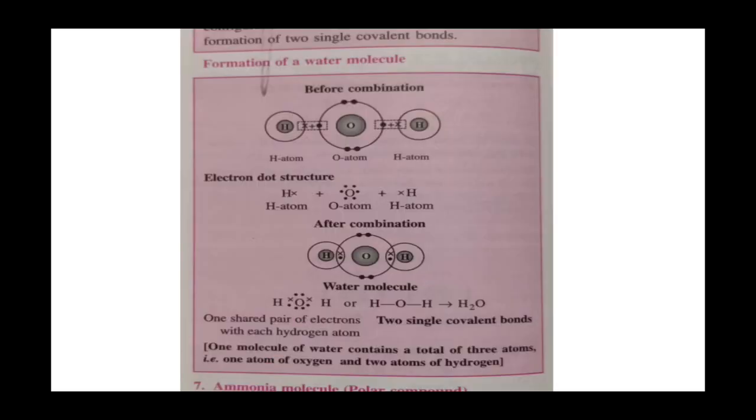Now you can see the water molecule in the diagram, with oxygen at the center and two hydrogen atoms. Oxygen has 6 electrons, so it wants 2 electrons to become stable, and each hydrogen wants 1 electron to become stable. So after combination, each hydrogen shares 1 electron with the oxygen atom, and oxygen shares 1 electron with each of the hydrogen atoms. In this way the polar water molecule is formed. And why is it polar? Because an electronegativity difference is there between hydrogen and oxygen atoms.